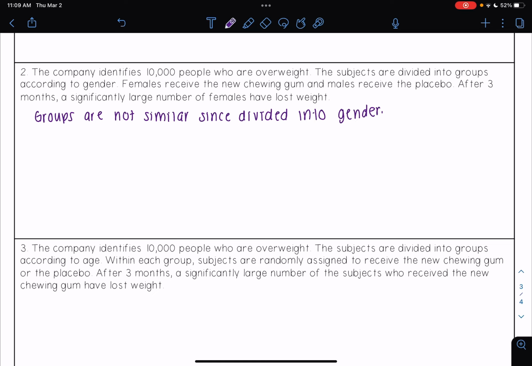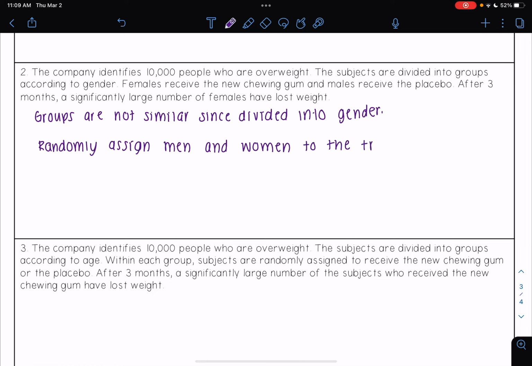So we could have the subjects divided into groups according to gender, but within each group, they must be randomly assigned to the treatment group or control group. So I can say randomly assign men and women to the treatment and control group.